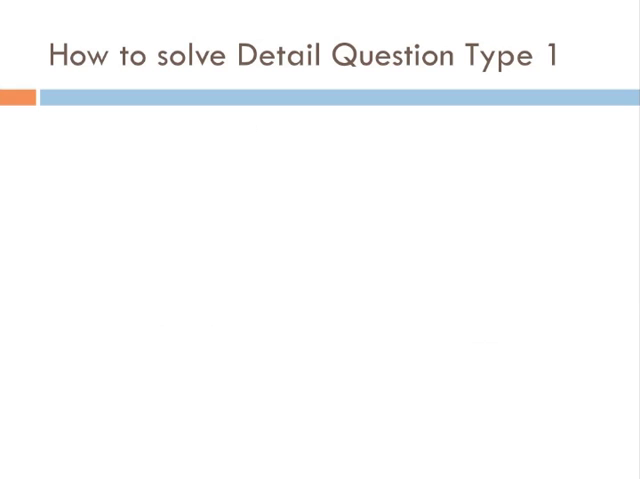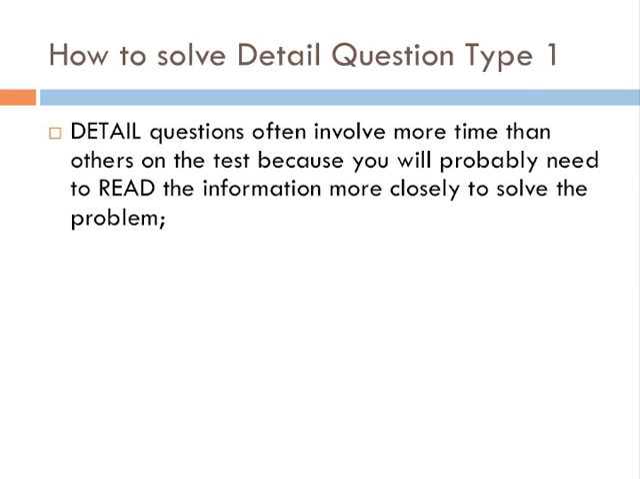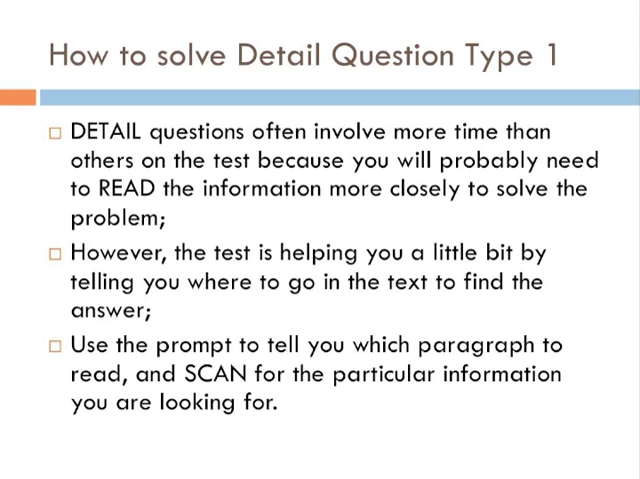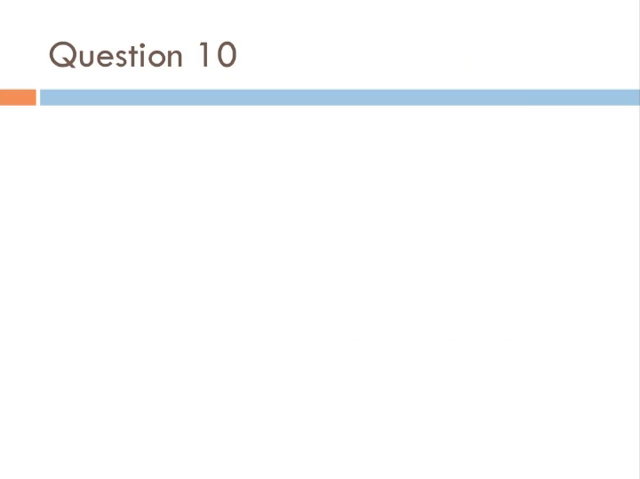Now, how to solve these types of questions? Well, remember, they require a little more time because you're probably going to need to read the information a little more closely to solve that problem. Now, the test, of course, is giving you a little help. They're telling you where exactly to go and look for the text, so that's a good start. But oftentimes, they may not tell you exactly where in the paragraph to read. So the key is to use the prompt to tell you which paragraph to read, and then scan for that information that you're looking for. And we're going to do that right now.